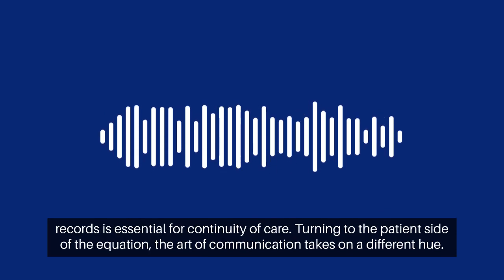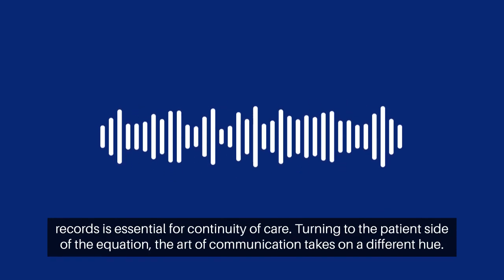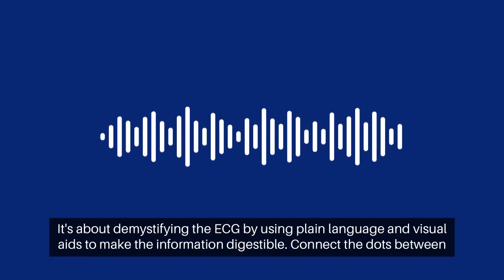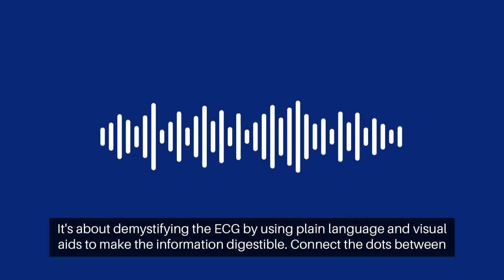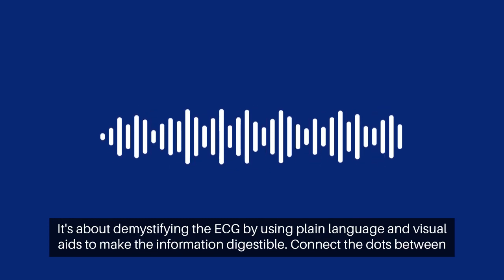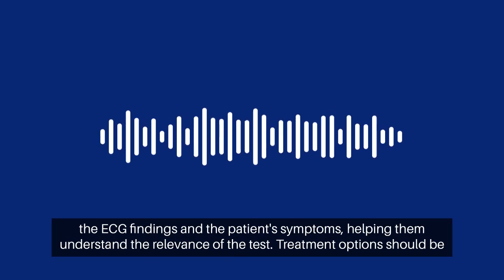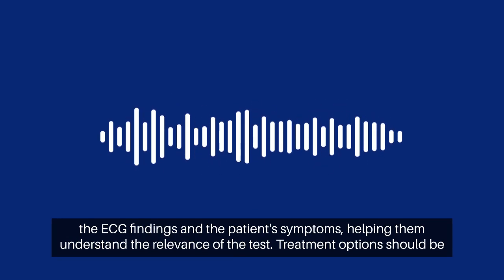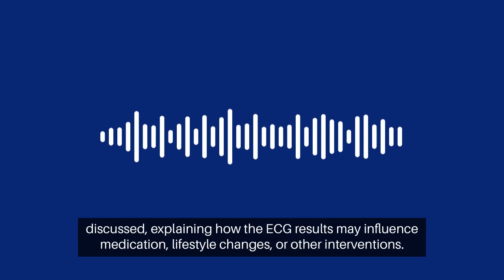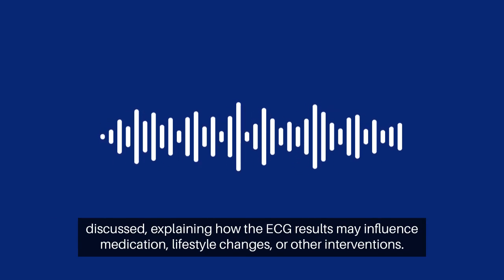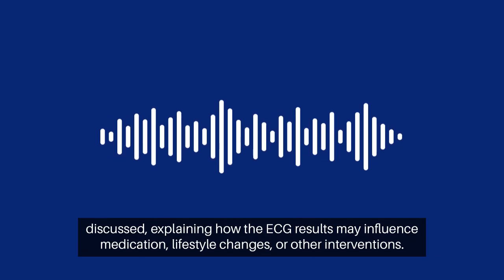Turning to the patient side of the equation, the art of communication takes on a different hue. It's about demystifying the ECG by using plain language and visual aids to make the information digestible. Connect the dots between the ECG findings and the patient's symptoms, helping them understand the relevance of the test. Treatment options should be discussed, explaining how the ECG results may influence medication, lifestyle changes, or other interventions.